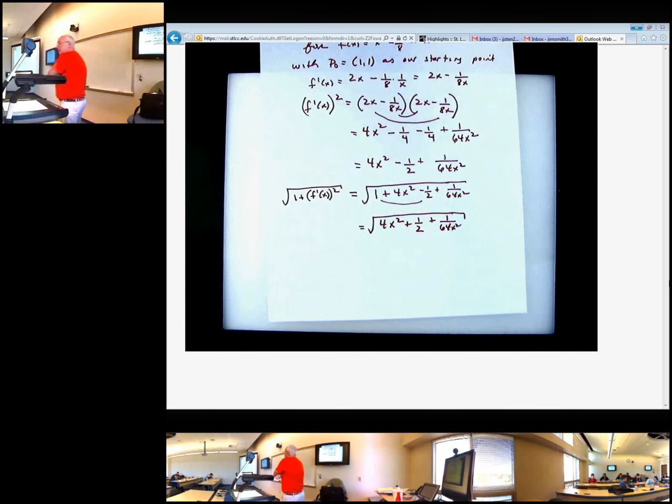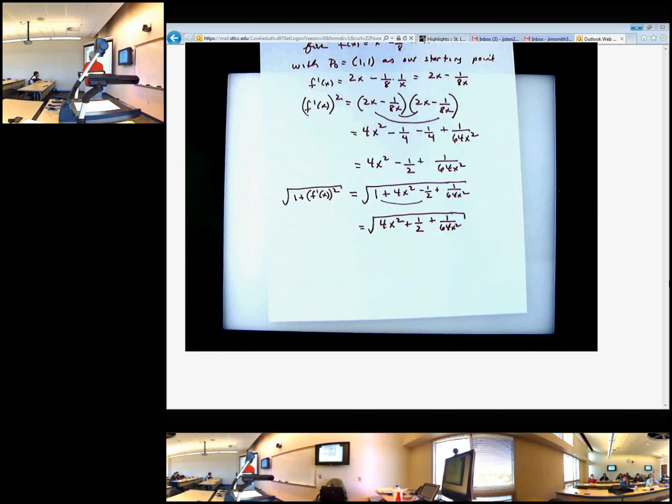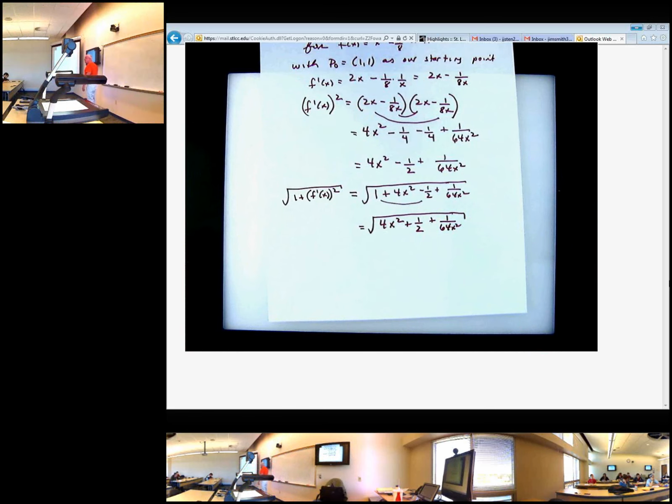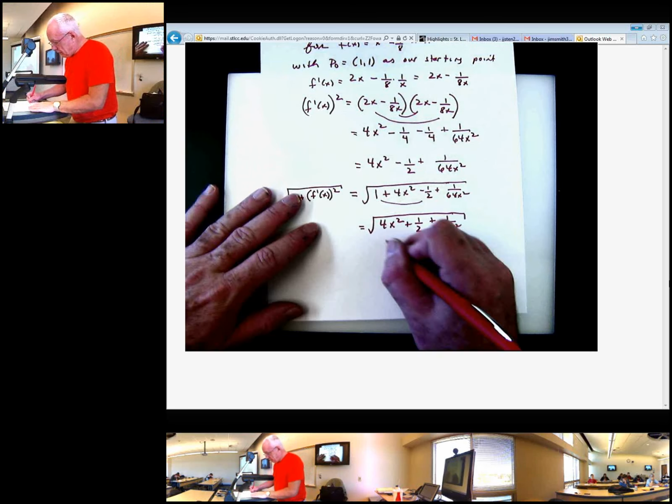Now, guess what's going to happen here? So you think, oh my gosh, this is horrible. But what we're going to be able to do here is, under this radical, this is actually going to be a perfect square. All right? Acacia's going, oh no. Look at this thing here.